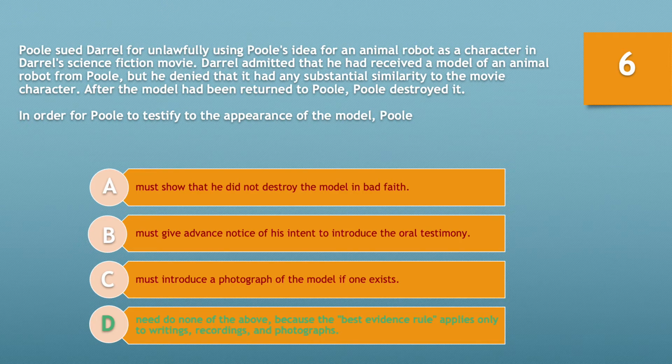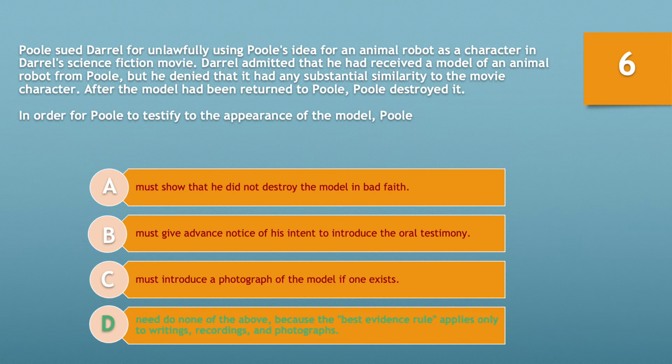A witness is competent to testify regarding a fact if the witness observed the fact testified and must have a present recollection. In this case, Poole sued Durrell for unlawfully using Poole's idea for an animal robot as a character in Durrell's science fiction movie.